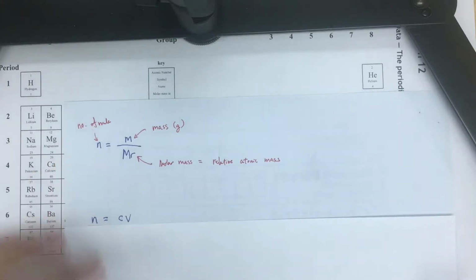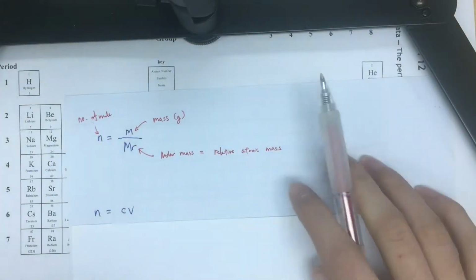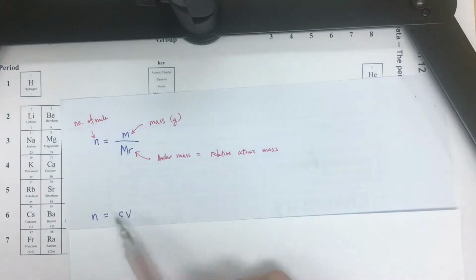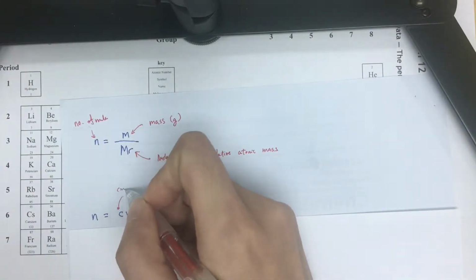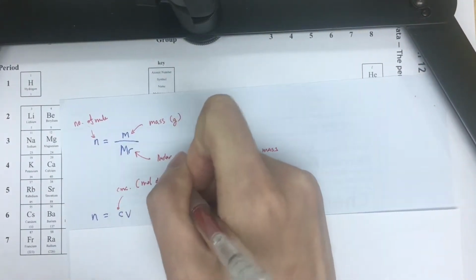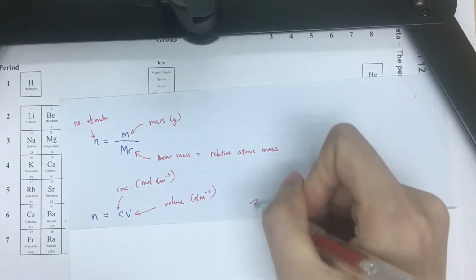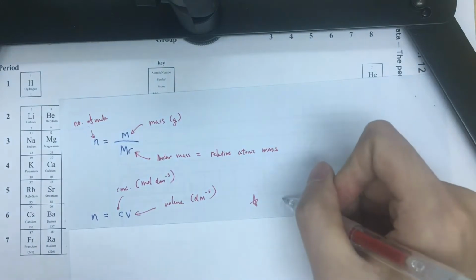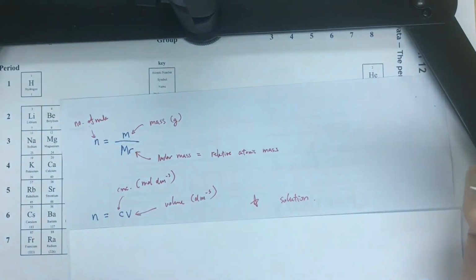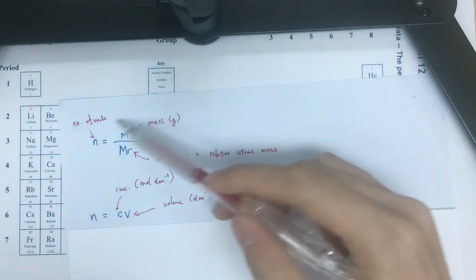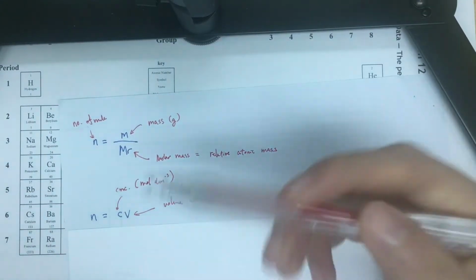The formula is n equals CV. Again, n means number of moles. C is the concentration, unit is mol per dm cubed. V is the volume in dm cubed. This equation only works in solution. Not gas, not solid, but only works in solution. The previous one works in gas, it works in solid.